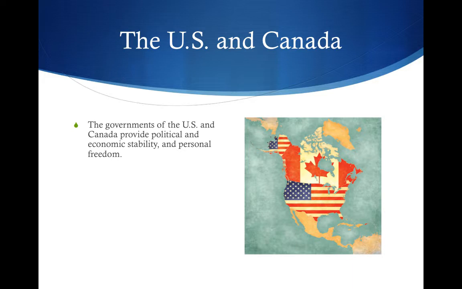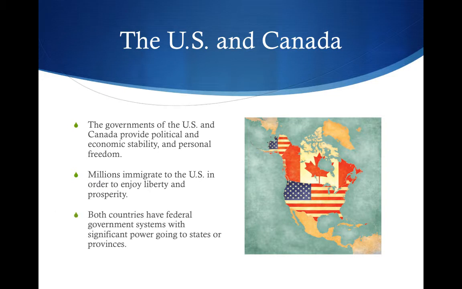The governments of the United States and Canada provide political and economic stability and personal freedom. Millions immigrate to the U.S. in order to enjoy liberty and prosperity. And both countries have federal government systems with significant power going to states or provinces.